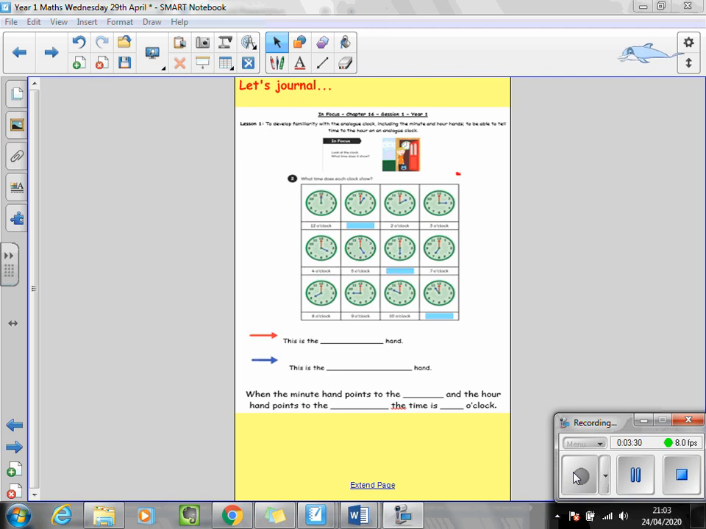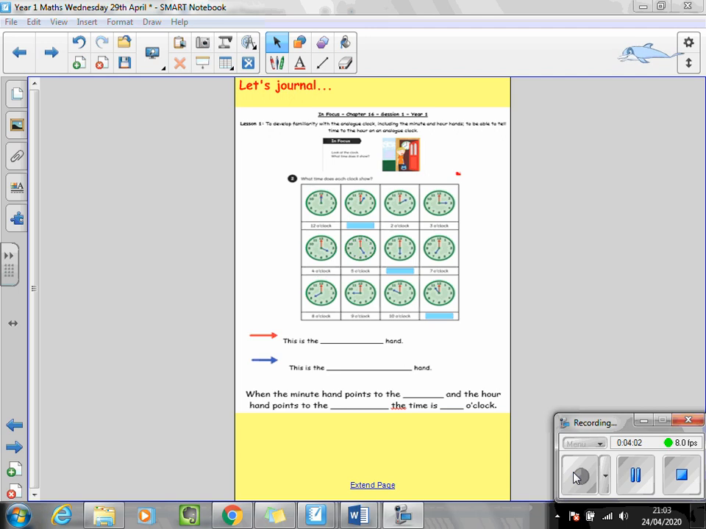We're now going to have a go at journaling what we've learned about how to tell the time to o'clock. I've attached this document onto the website, so should you want to print this page out, you can. Otherwise, just completing the written times in your book will be sufficient. You've been given some clocks to have a look at. Some of them tell you the time, and some of them, 3 of them in fact, have a blank box.